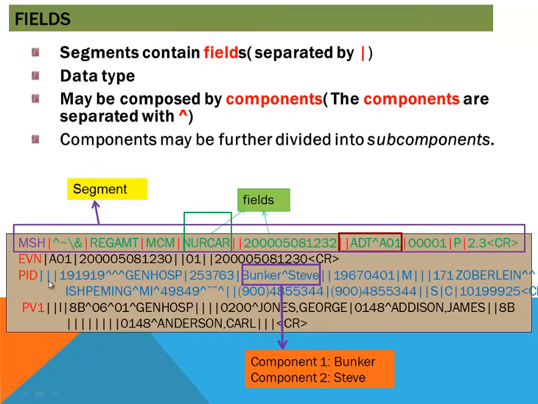In the whole message also we have many components here. For example, here this field has a component. Also here we have 2 components. Also here we have 1 component, 2, 3, 4 components in this field.